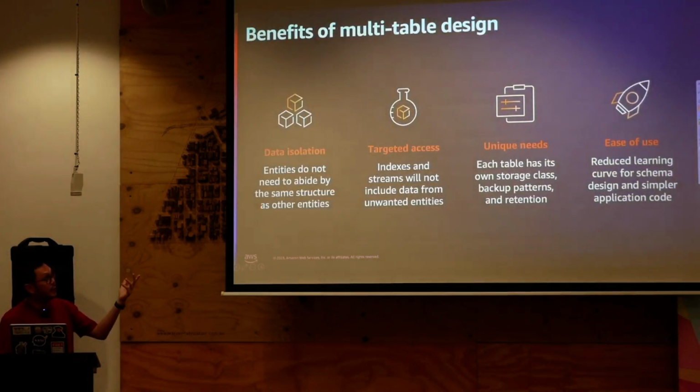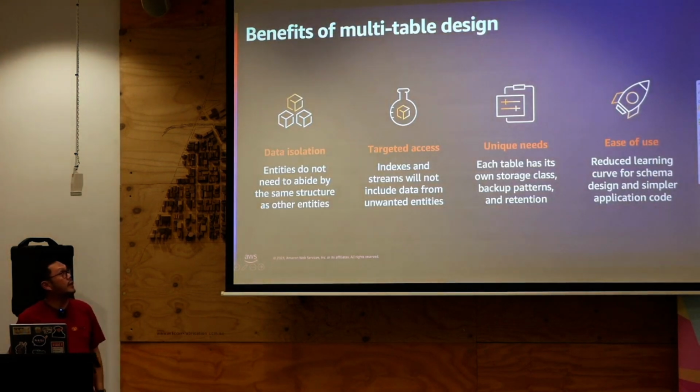But as I mentioned before, there are some benefits in terms of having a multi-table design. Data isolation, right? You can have a primary key and sort key structure that is quite different depending on the entities. So we don't have to make sure that these different entities always map to the same primary key and sort key, right? They can have a different structure. Targeted access is the one that I mentioned before. The DynamoDB streams or the DynamoDB backup will contain only the data from the particular table. It will not be polluted with other data that you don't need.